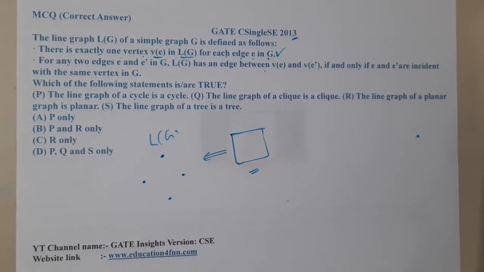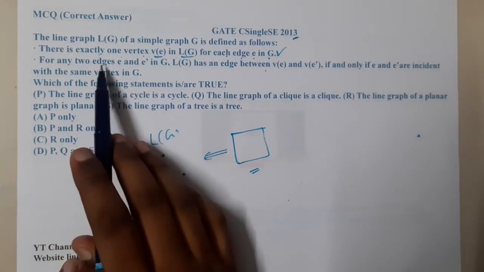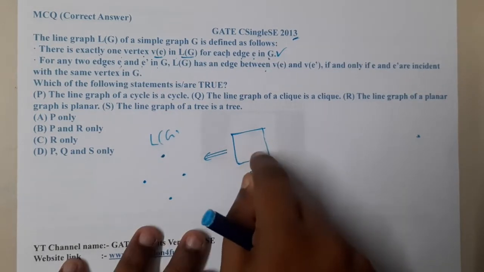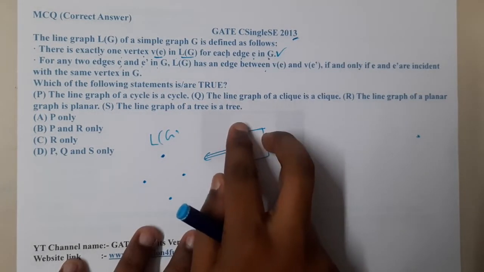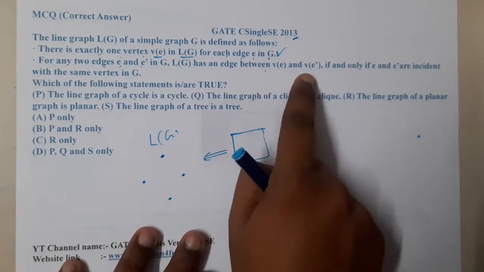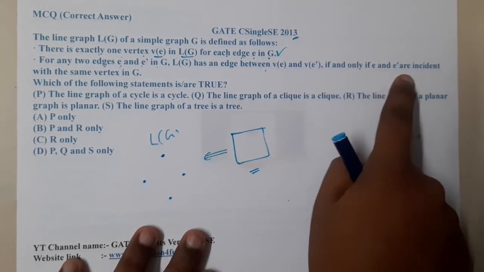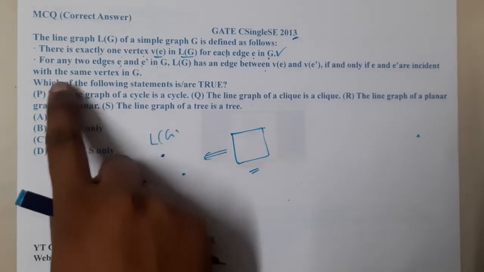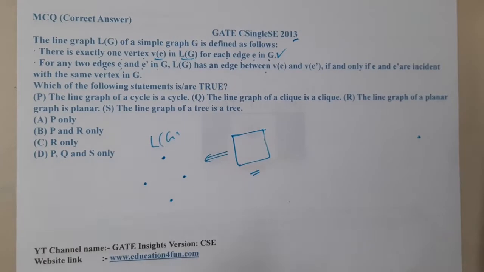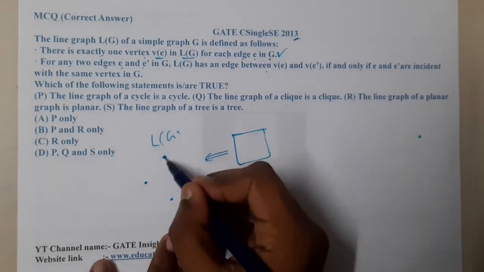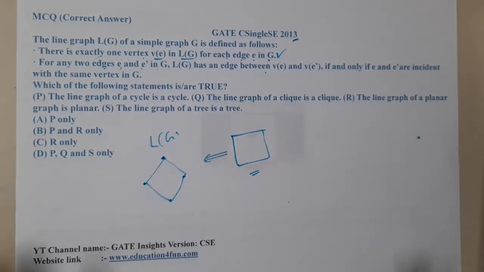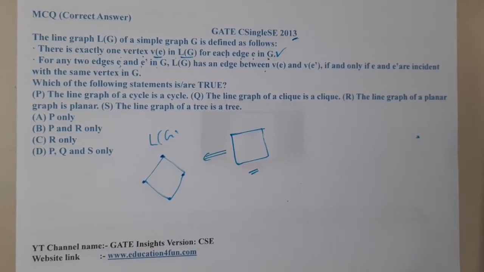The next step says that for any two edges E and E dash in G, there is an edge between VE and VE dash if and only if E and E dash are adjacent at the same vertex in G. So basically what this line graph is doing is converting its edges to vertices, and the connections are kept exactly the same. Now let us go through the options.